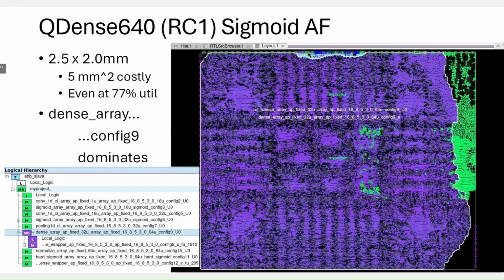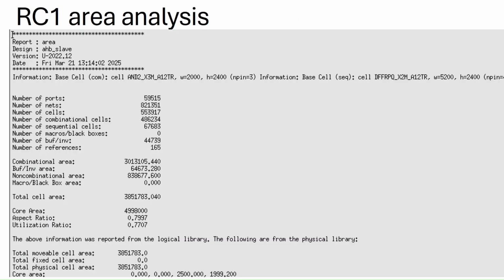So then we wanted to do further analysis. We call it RC1, Release Candidate 1, the QDense model with a sigmoid function. The number of ports required is around 59,000, the number of nets around 821,000, and the number of cells around 553,000.